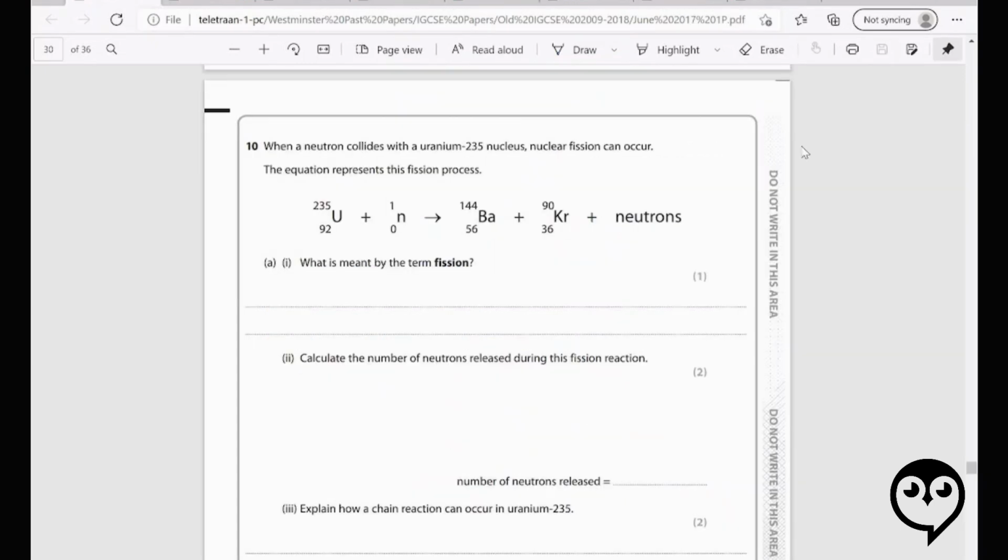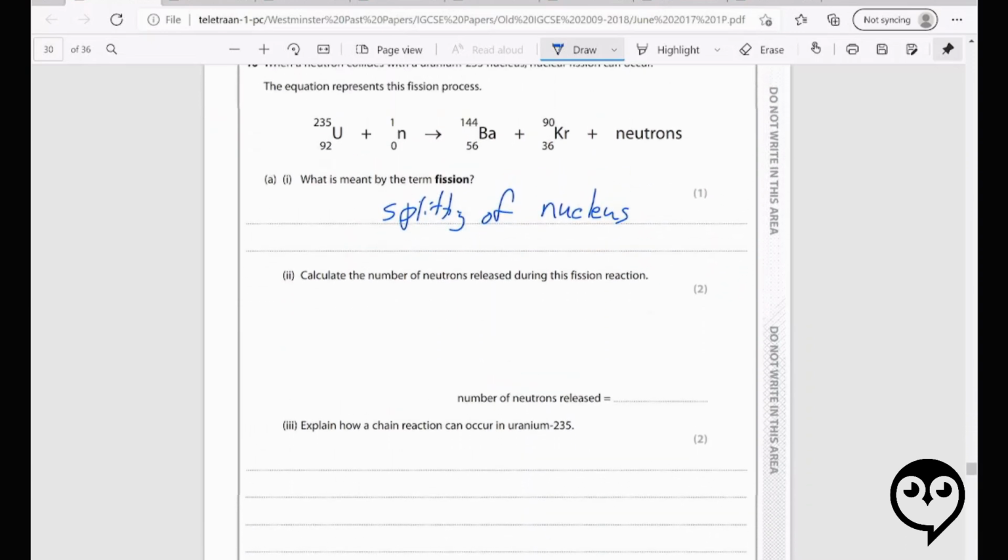Okay, moving on. This is June 2017, and we've got a nuclear reaction here. What is meant by fission? It is splitting of the nucleus. It is not the atom, it is the nucleus. Calculate the number of neutrons released during this fission reaction. Okay, so we've got to balance this out. We need 92 here. 56 and 36 is 92. We need a total of 236 here. By my count, we get 234 if we add these. So I think we need 2 neutrons.